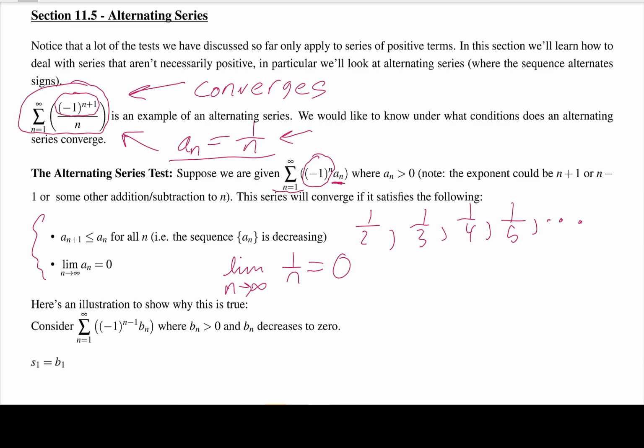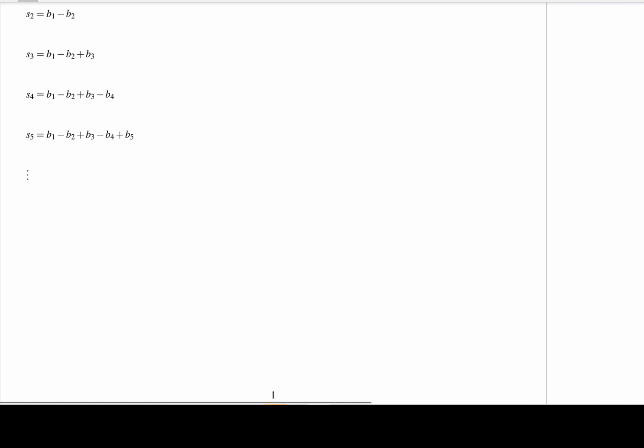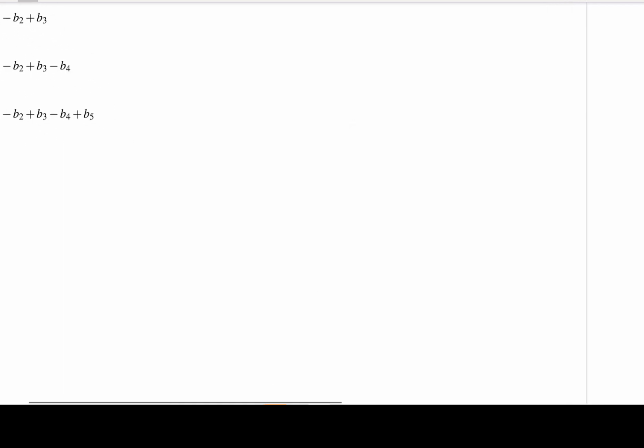And so now let me show you a little illustration of why this is true. So what I'm going to do here is zoom out just a little bit. Okay. Actually, let me zoom back in. So that's going to cause some problems.